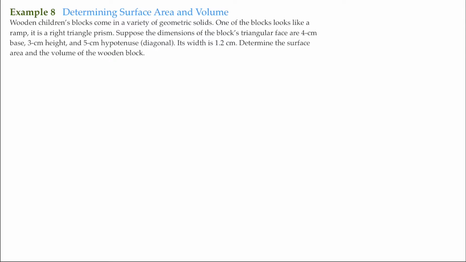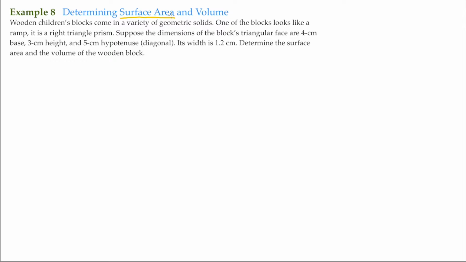In this example, we are going to be determining surface area and volume. Keep in mind that a surface area is the entire outside surface of some geometric solid. So for this problem, it says, wooden children's blocks come in a variety of geometric solids. One of the blocks looks like a ramp. It is a right triangle prism.